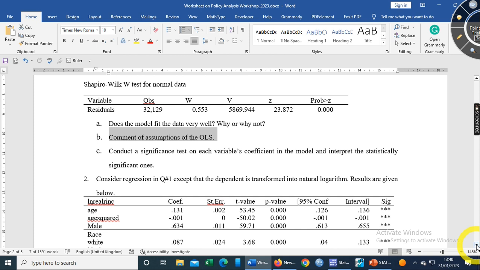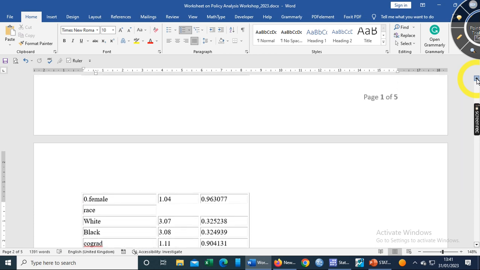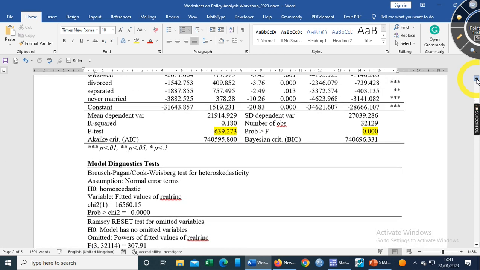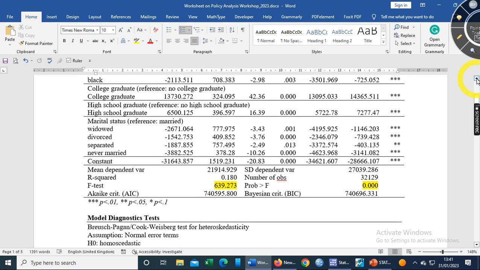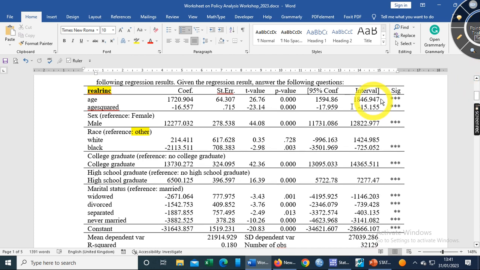And as the third question under question number 1, question C asks us to conduct a significance test on each variable's coefficient in the model and interpret the statistically significant ones. And in order to do so, we must go back to the result and judge whether the variables are statistically significant or not.